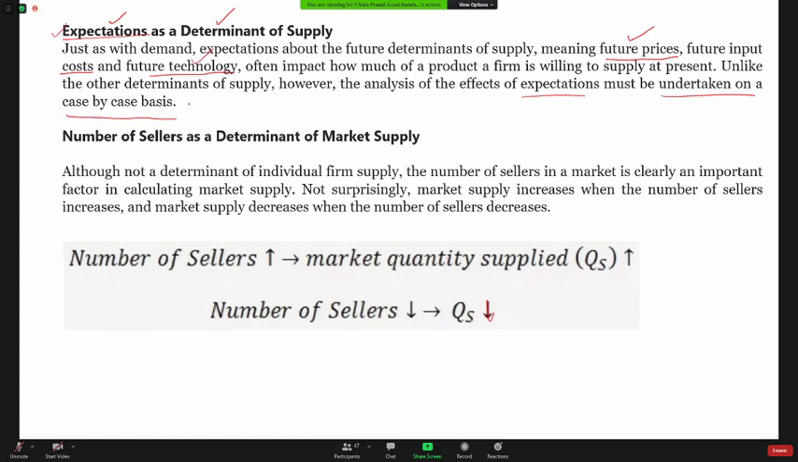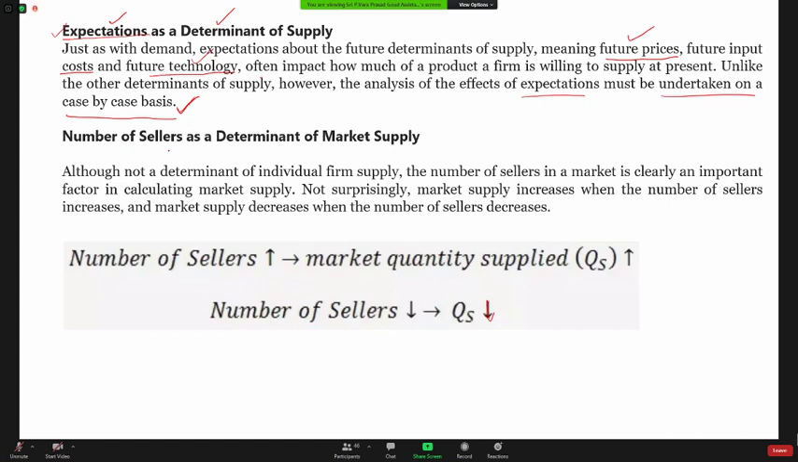Case by case means depending upon the individual firm's research ability. So whatever research you do with your employees, or what is the nature of your business. Okay, so certain seasonal products, they have raw materials seasonally available. So based on such expectations, supply will be changed. Okay, so that is expectations. From one firm to firm, it differs.